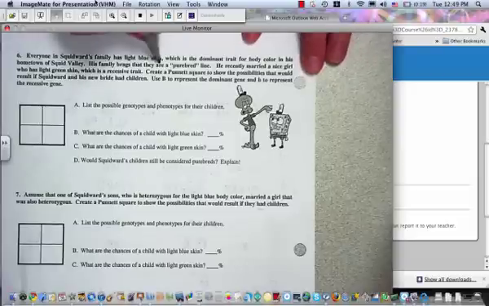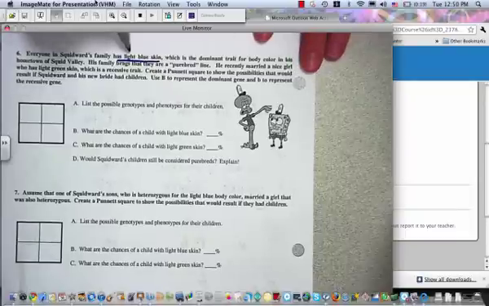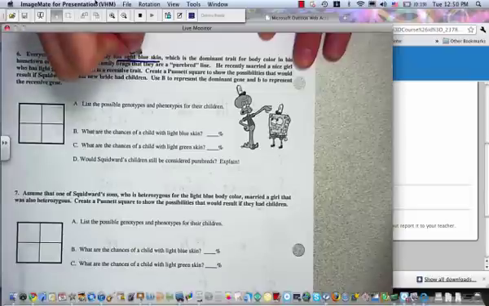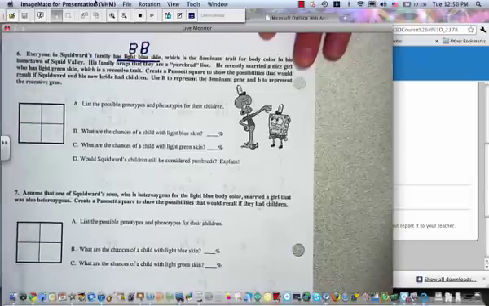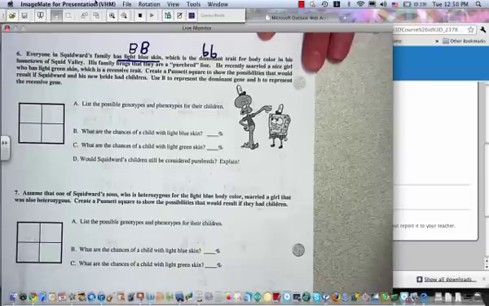So if he has light blue skin and blue is dominant, he would have at least one capital B. And they are saying that they're purebred. So since we remember from the first page that purebred means you have the same letters, they are saying that he would be capital B, capital B. His wife is green, so she would have to be homozygous recessive because of her green skin.